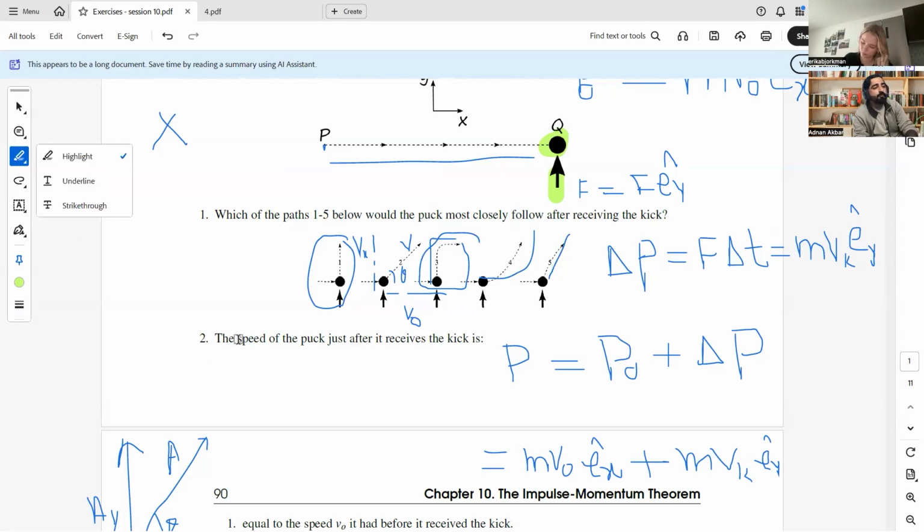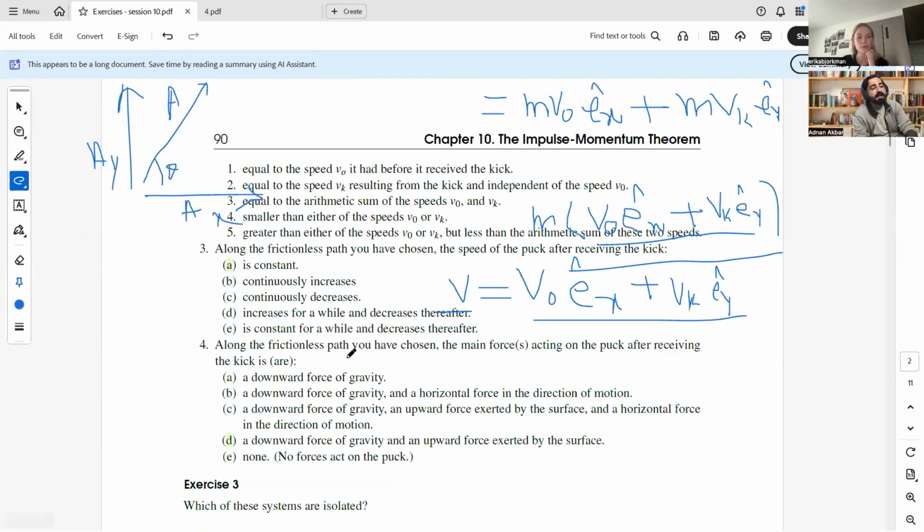The speed of the puck just after it received the kick. Now you need to find the speed of the puck just as it receives the kick. What does speed mean? You need to find the magnitude of the velocity. If velocity is v, then its magnitude will be v equal to the square root of v naught square plus vk square. That is the magnitude of the velocity. In other words, you can say it is the speed.